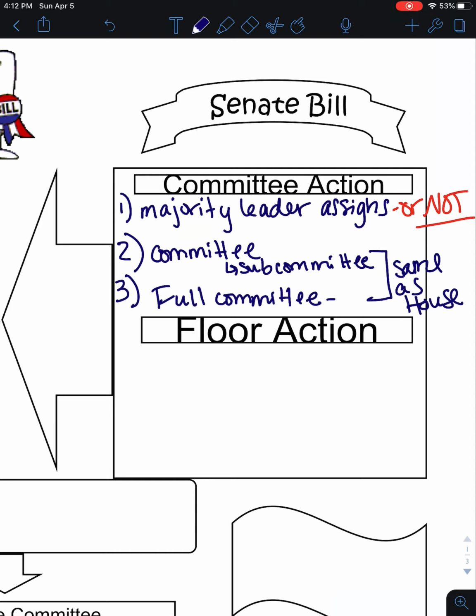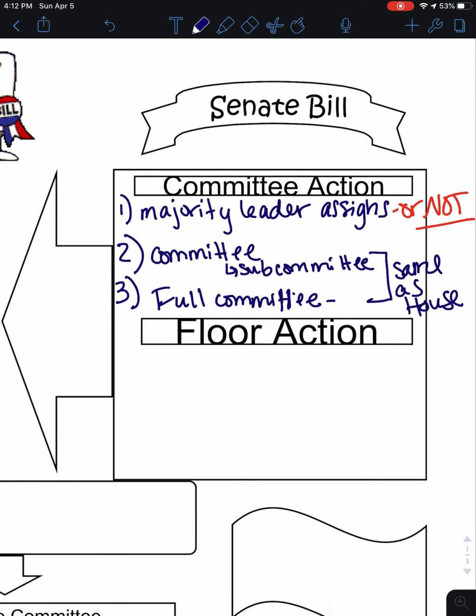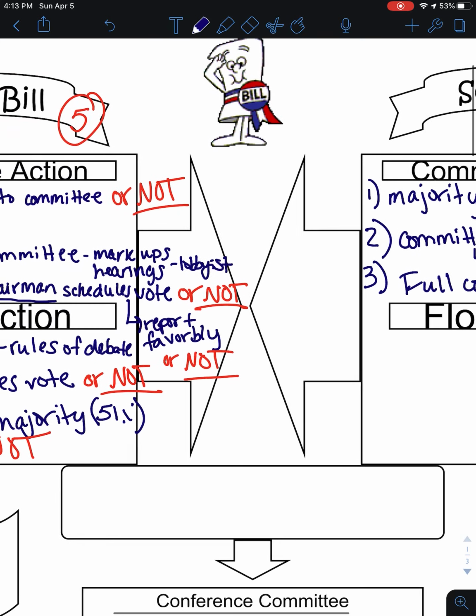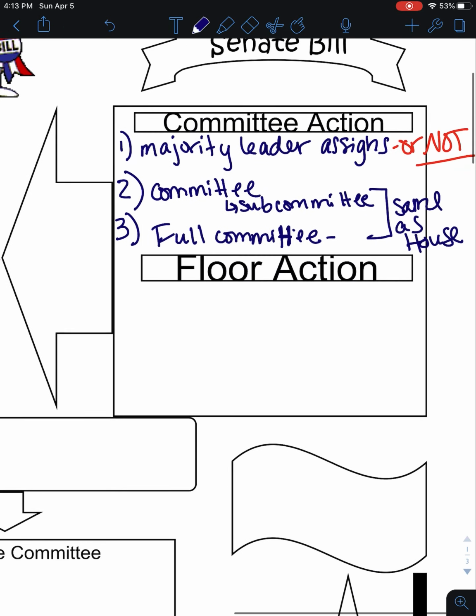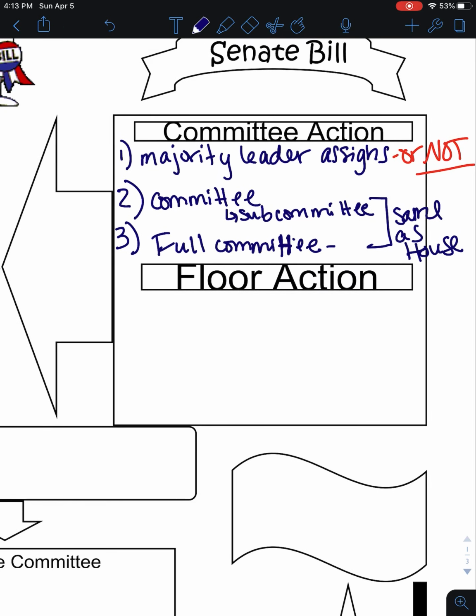Okay, which means that we have 2 spots when it goes to full committee where that bill could have died. Remember from over here. So it's going to be the chairperson schedules or not, and it dies, report favorably or not, and it dies. Okay, so that's going to be the same as the House.